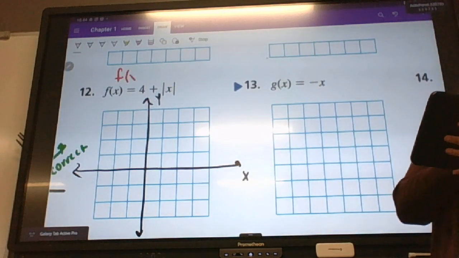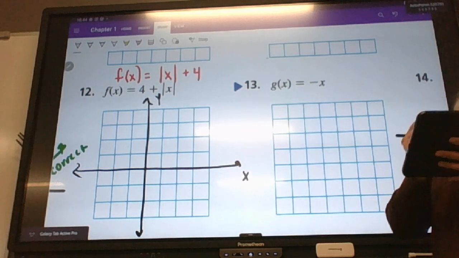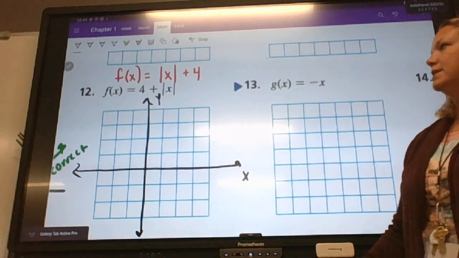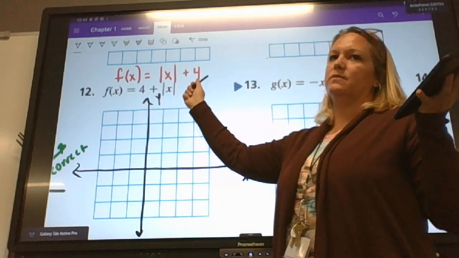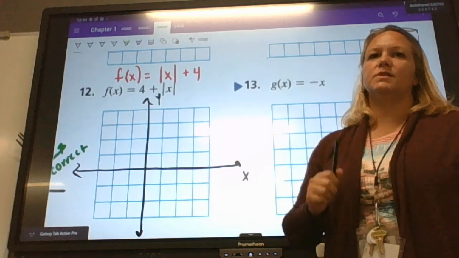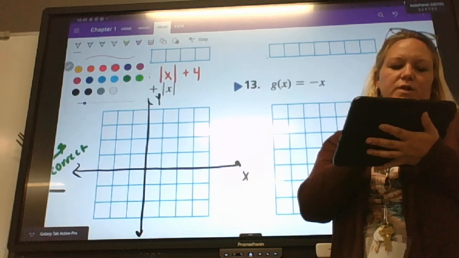So let's everybody rewrite this the way it should be. It's annoying that they try to trick you, but they do. So this should be written absolute value of x plus 4. Does that help? Okay, so let me go ahead and put the original down.